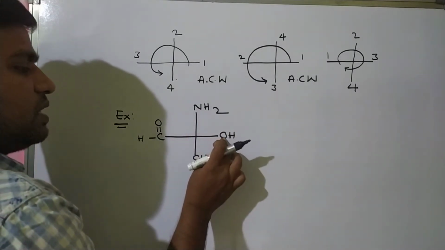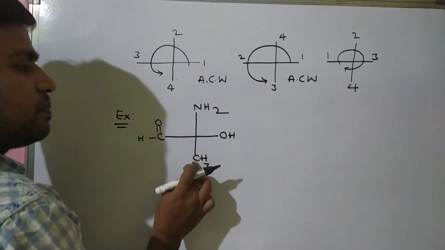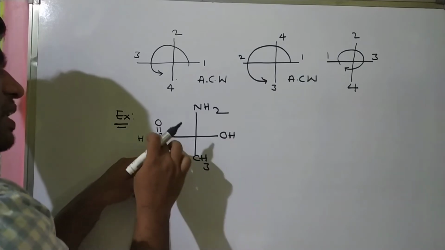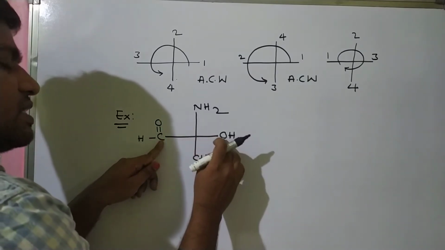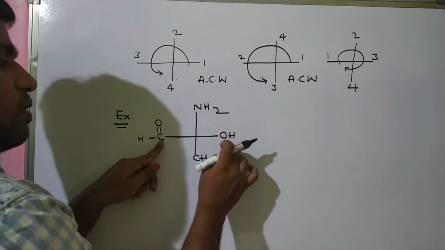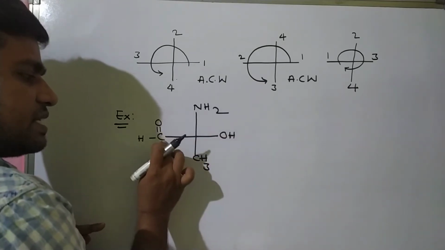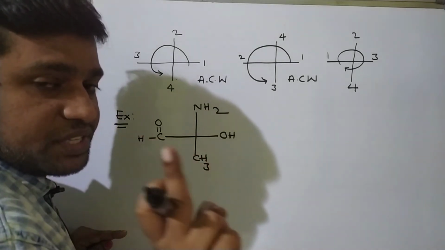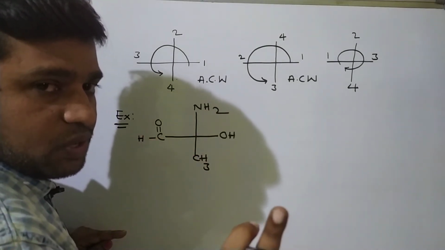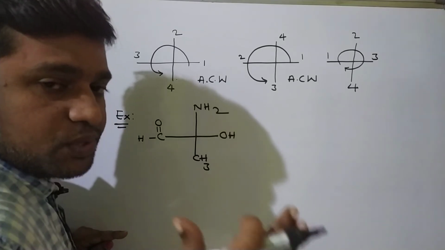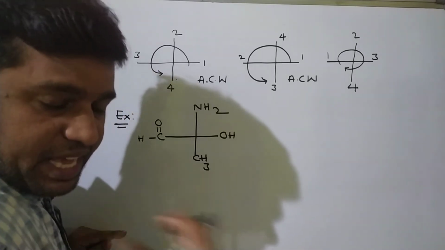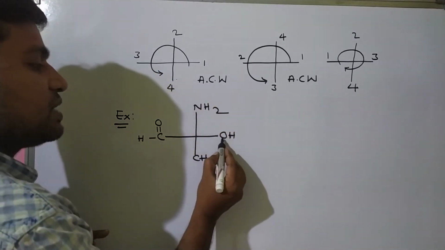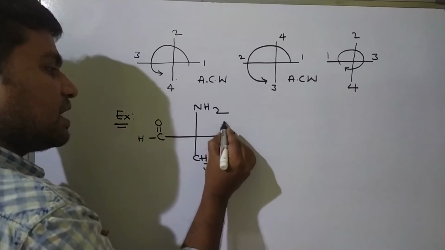So here oxygen, here a carbon, here a carbon, here a nitrogen. See students, this is carbon oxygen double bond. This is OH. This is oxygen. This is carbon. This is nitrogen. First of all, we will see the first atom of the group. If the first atom of two groups is the same, then we will go for the second atom. But here the first atom is oxygen, so it will get first priority.